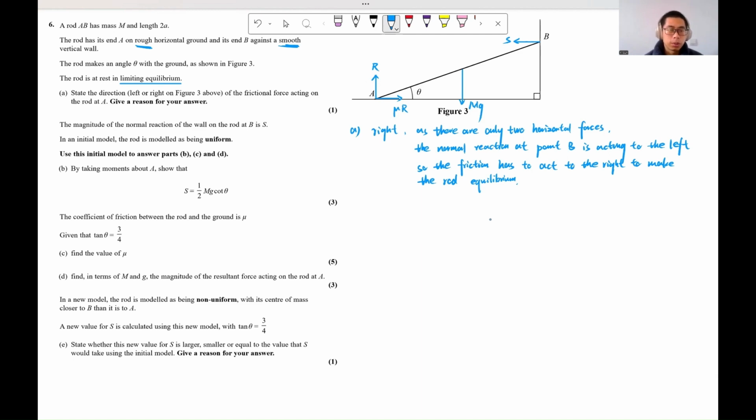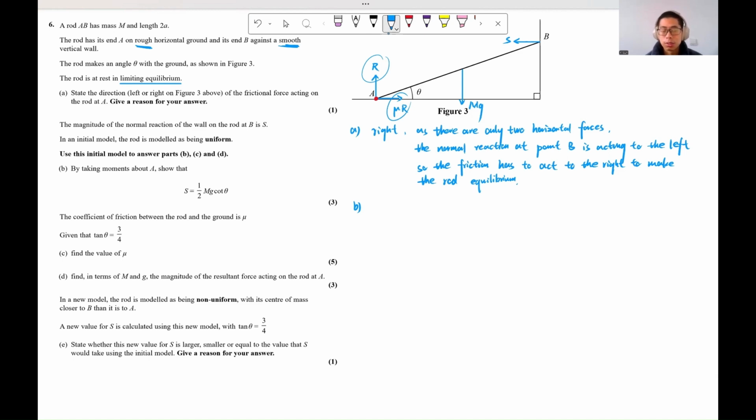In an initial model, the rod is modeled as being uniform. So uniform just means the weight acts right in the middle, which we already labeled here. And then use this initial model to answer parts B, C, and D. Part B, by taking moments about A, show that S equals 1/2 mg cos theta. Okay, so they want us to take moments about point A. Because those two forces are on the same line as point A, the moments for those two will be equal to 0. So you can just ignore those two. We only need to worry about mg and S.